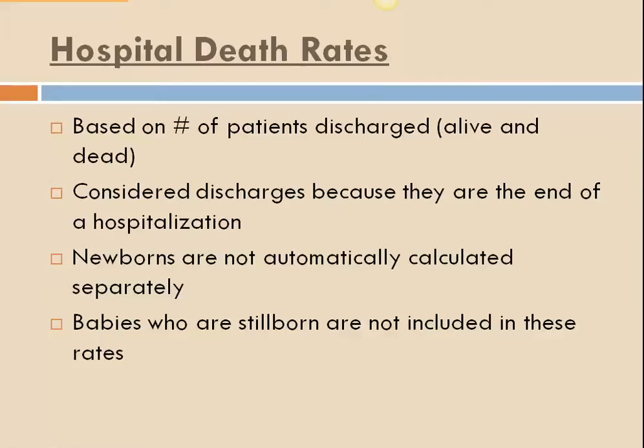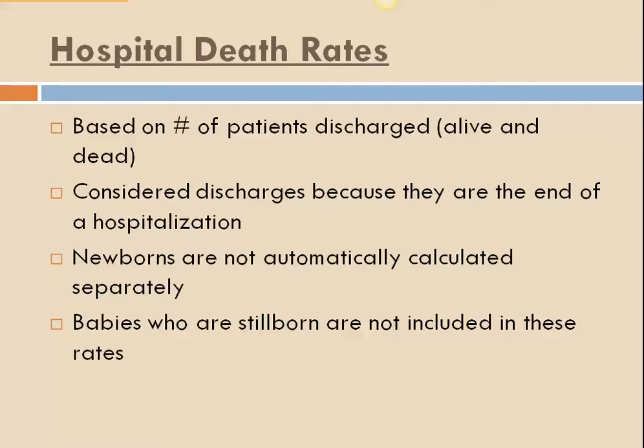Something that is a bit different for these rates than those that we've looked at previously is that newborns are not automatically calculated separately. Remember that one of our rules for previous calculations has been that adults and children are calculated separately from newborns. That is not the case for death rates, so just keep that in mind.